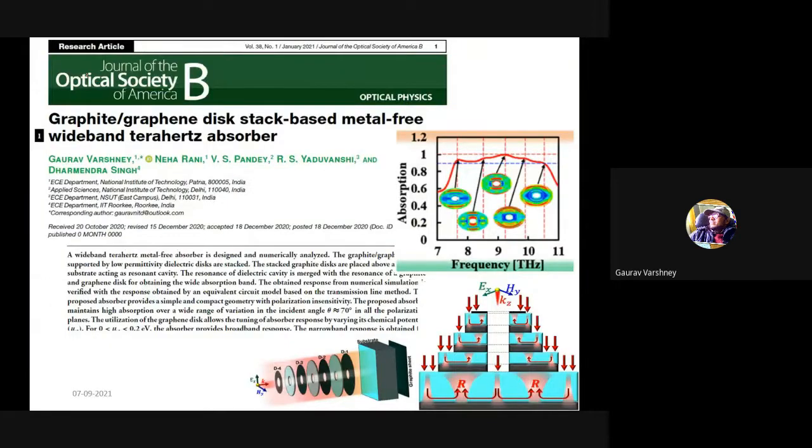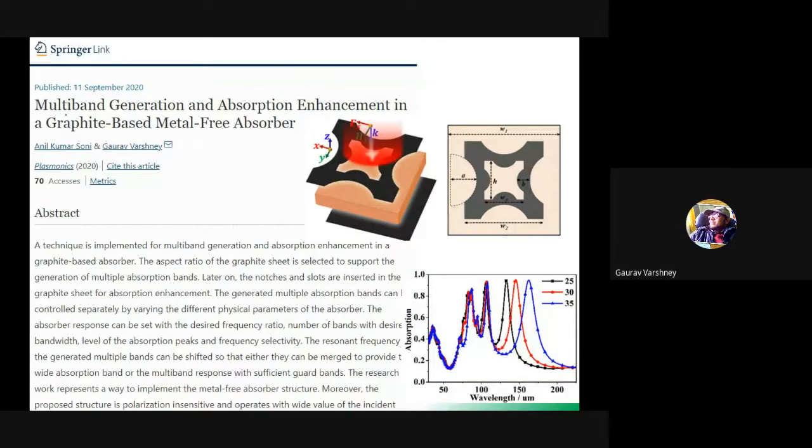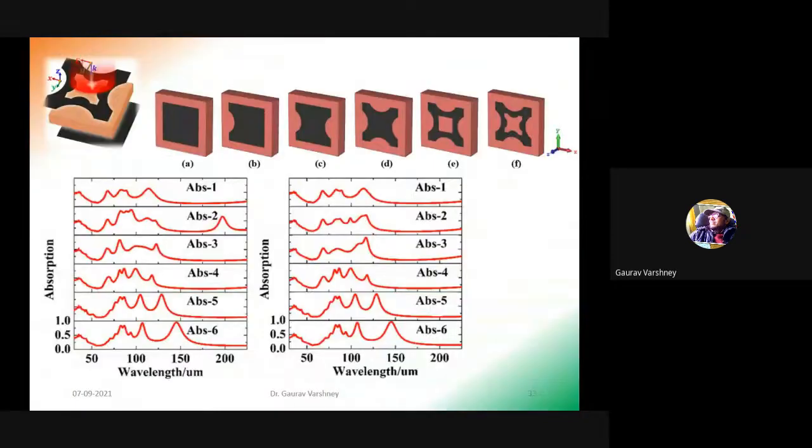Next one we recently published in the Journal of the Optical Society of America B. This was a multi-layered structure aiming at broadband absorbers, metal-free broadband absorbers. Research gap: metal-free, wideband, broadband. Multiband itself, multiband and metal-free, so two research gaps, and we published this in Plasmonics. We were able to get a multiband geometry by engraving multiple slots, with geometrical changes.